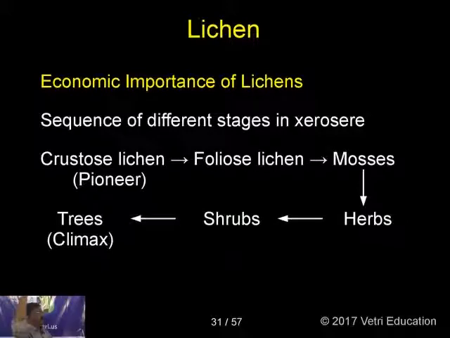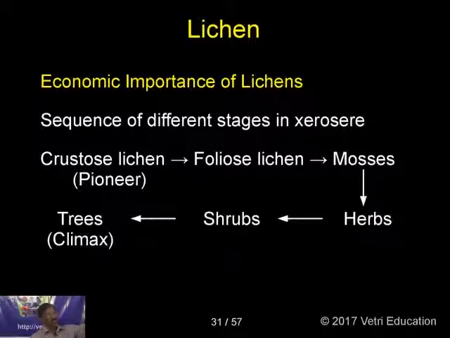So subsequently, the sequence of different stages in xerosere: the first pioneer is the crustose lichen, followed by the foliose lichen, and they produce sand or soil. Then mosses will develop, and then small herbs and shrubs, and gradually pteridophytes, gymnosperms, angiosperms, and trees are developed. That is the climax of the xerosere. So pioneer, the lichens, and climax, the very big trees. This is the sequence in the xerosere.